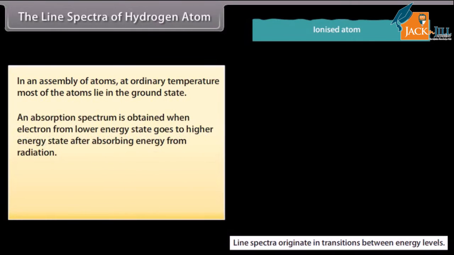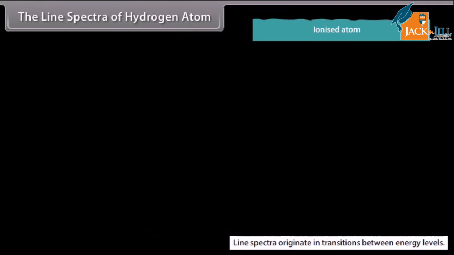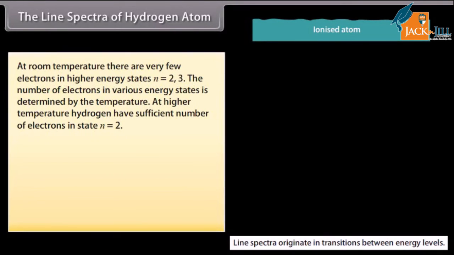An absorption spectrum is obtained when electron from lower energy state goes to higher energy state after absorbing energy from radiation. The frequency of absorbed radiation is given by h nu equals E high minus E low. At room temperature, there are very few electrons in higher energy states, n = 2 and 3. The number of electrons in various energy states is determined by the temperature. At higher temperature, hydrogen has sufficient number of electrons in state n = 2.